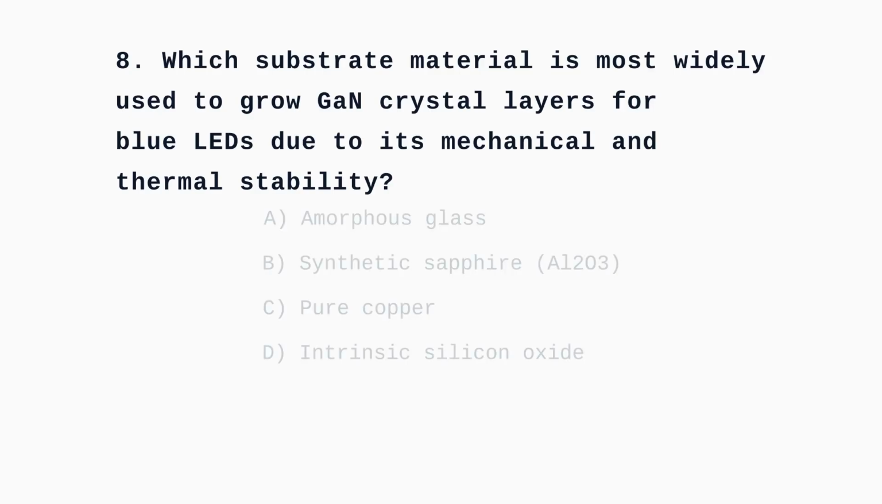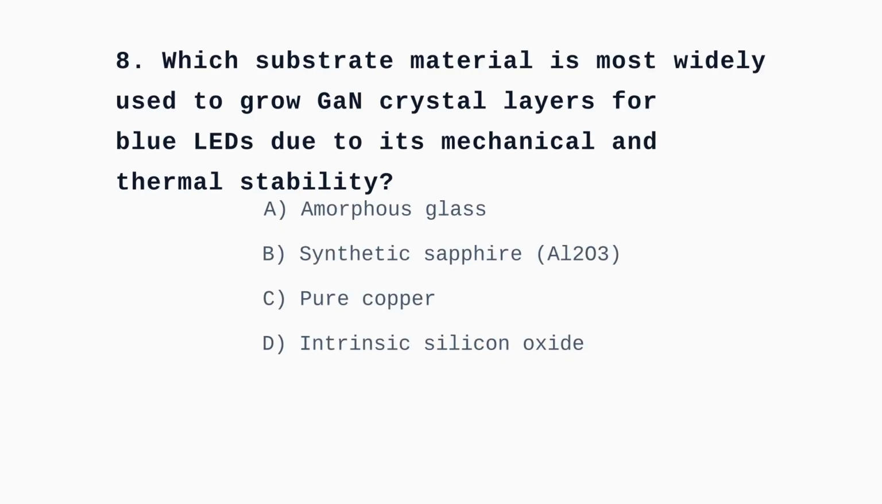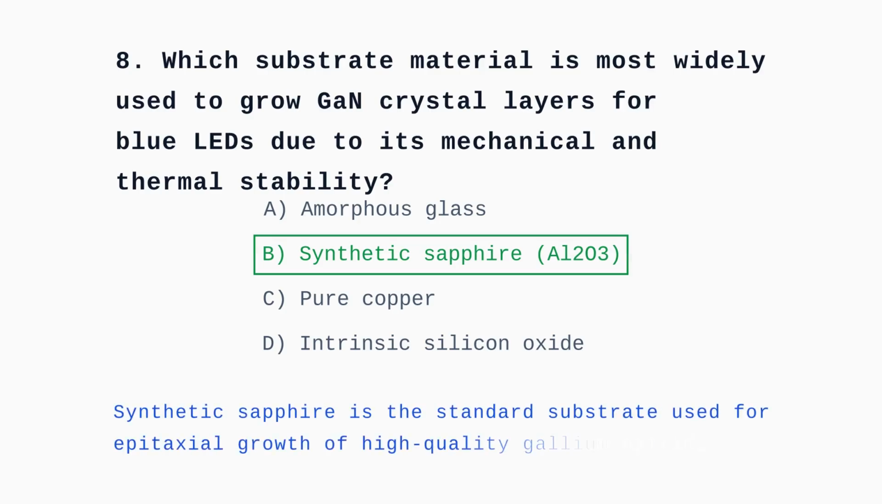Question 8. Which substrate material is most widely used to grow GaN crystal layers for blue LEDs due to its mechanical and thermal stability? Synthetic sapphire is favored because it withstands the high temperatures required for GaN metal organic chemical vapor deposition while matching crystalline structures reasonably well.